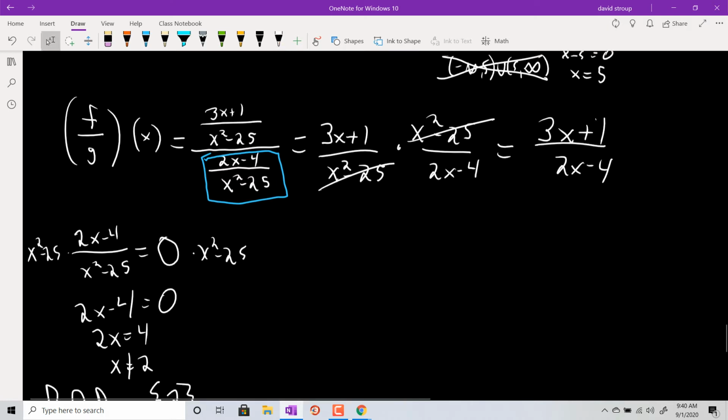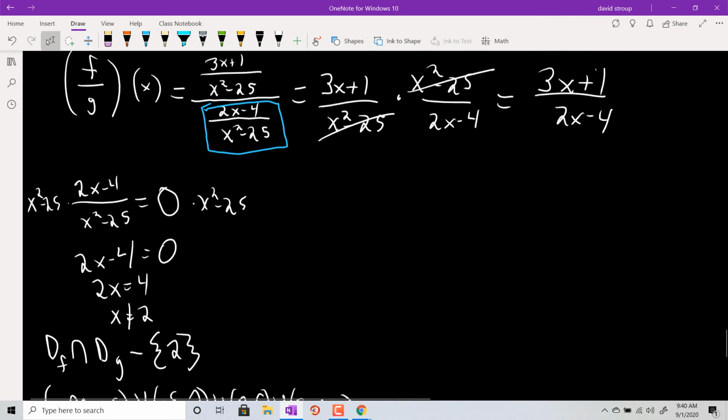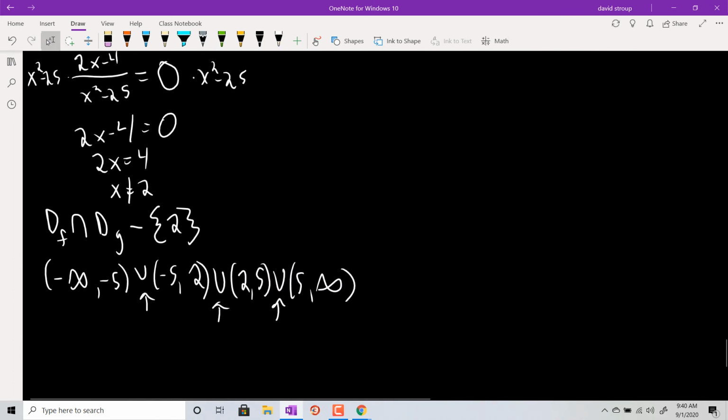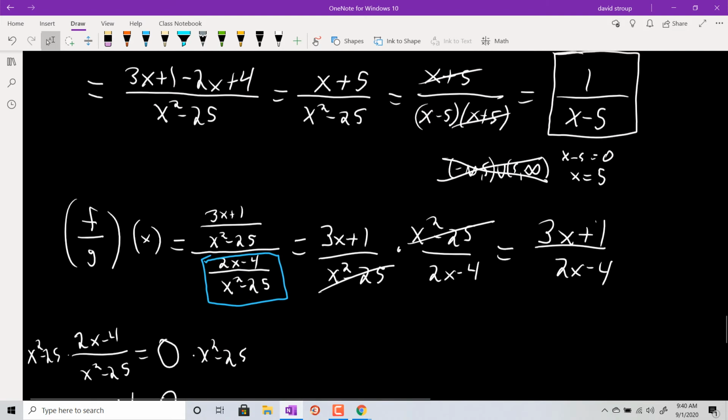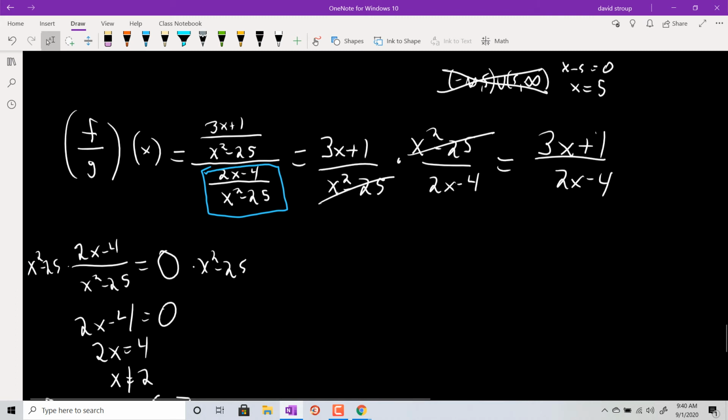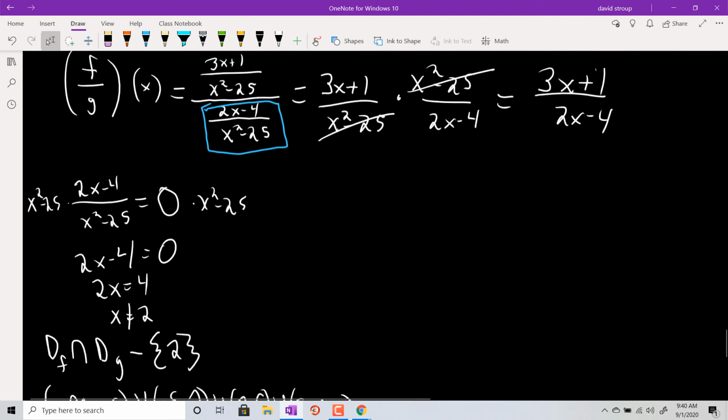And again, you've lost information. You've lost that 5 and negative 5, but you still can't include those in your domain. The result would be like holes in your graph. There will be a little hole there.